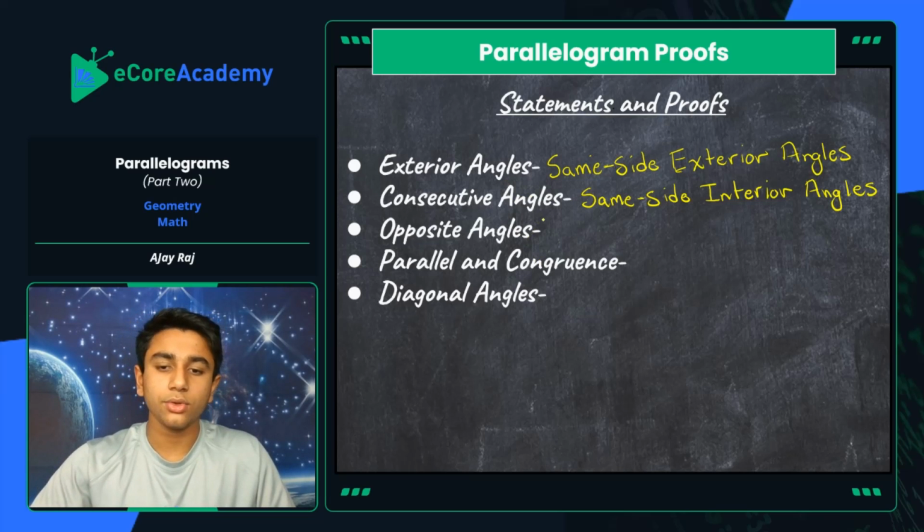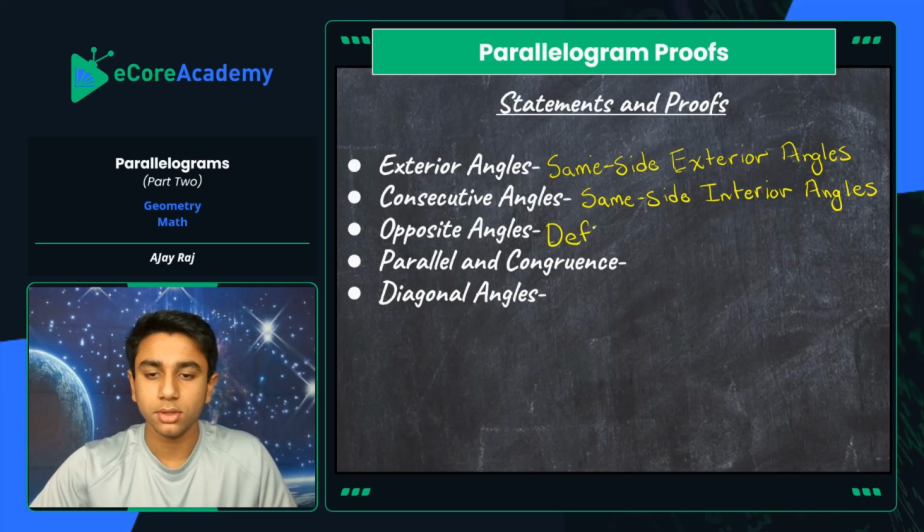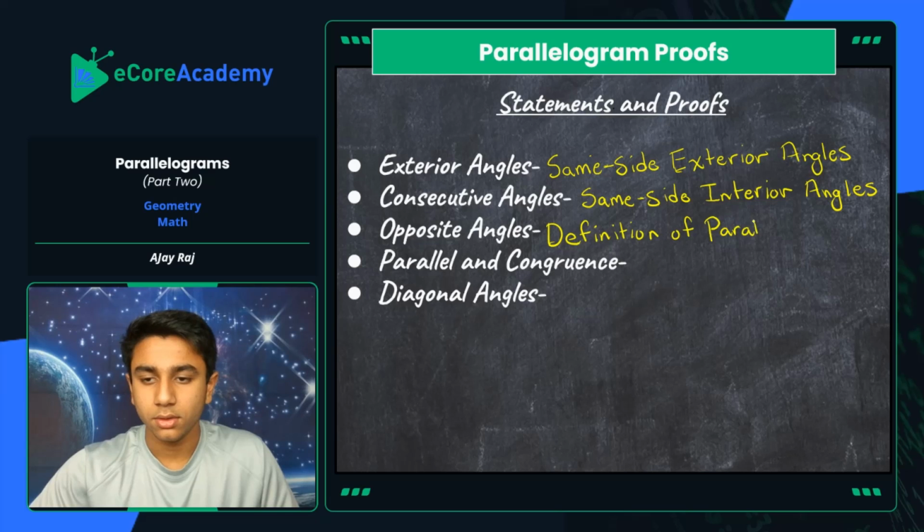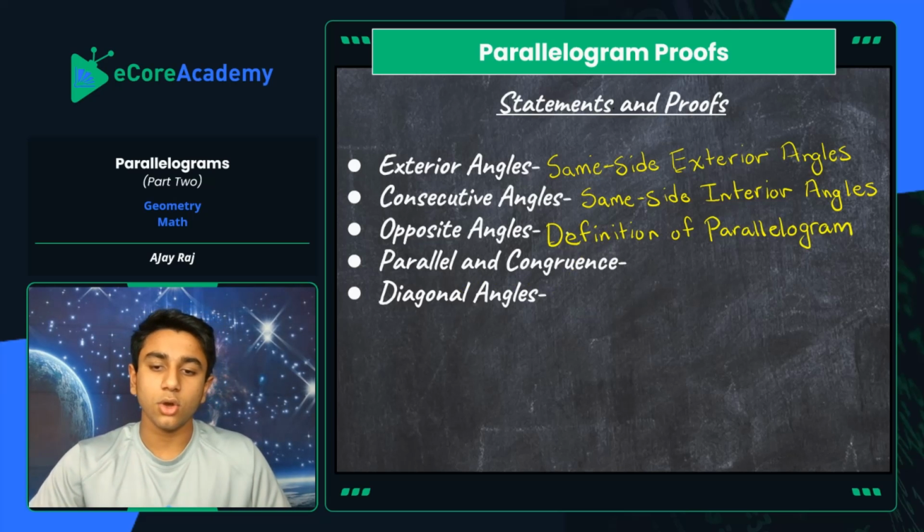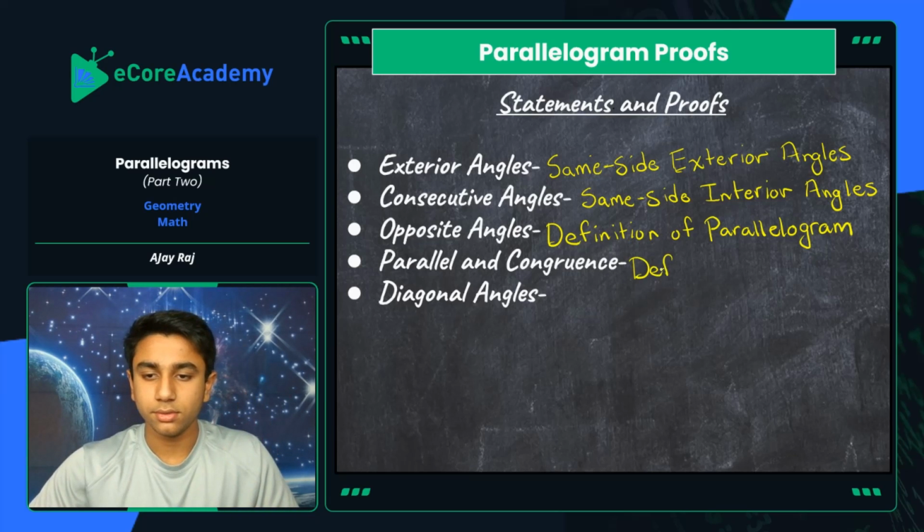Then for opposite angles, we know that they're going to have a constant relationship, and that's just a property of parallelograms. So this is going to be definition of parallelogram. Then we're going to have parallel and congruence. That's also going to be the very same thing because that's also another property of parallelograms, just automatically given. That's definition. All right, def of a parallelogram, just to abbreviate and save your time.